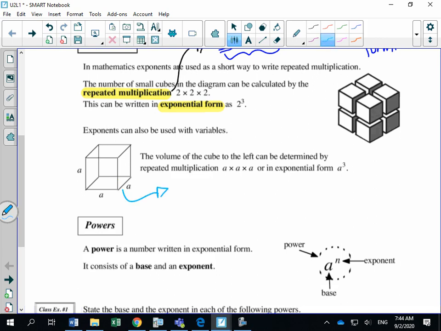So for this example here, it says, okay, well, what's the volume of this cube? We know that the volume of a cube is length times width times height. So I'm going to look at the side lengths, and because it's a perfect cube, all side lengths are the same. So it's A times A times A. That would be repeated multiplication. And then in exponential form, I could say, okay, really, the volume is equal to A cubed. Okay?